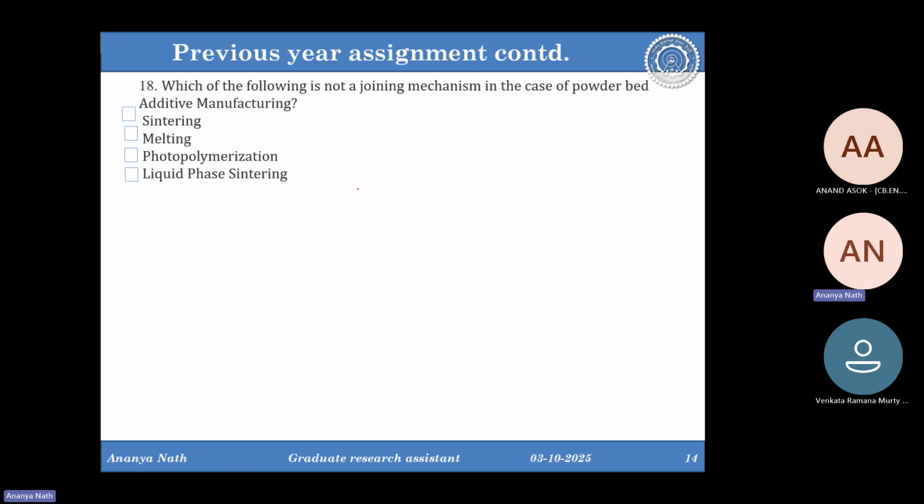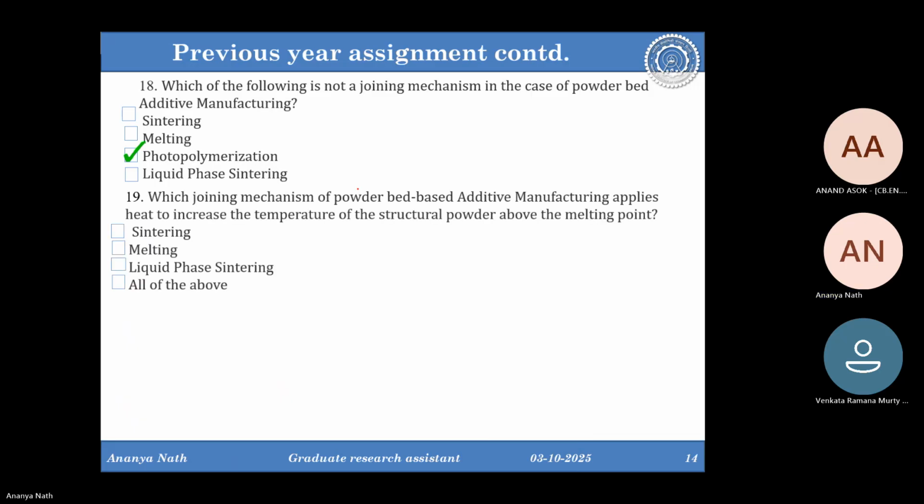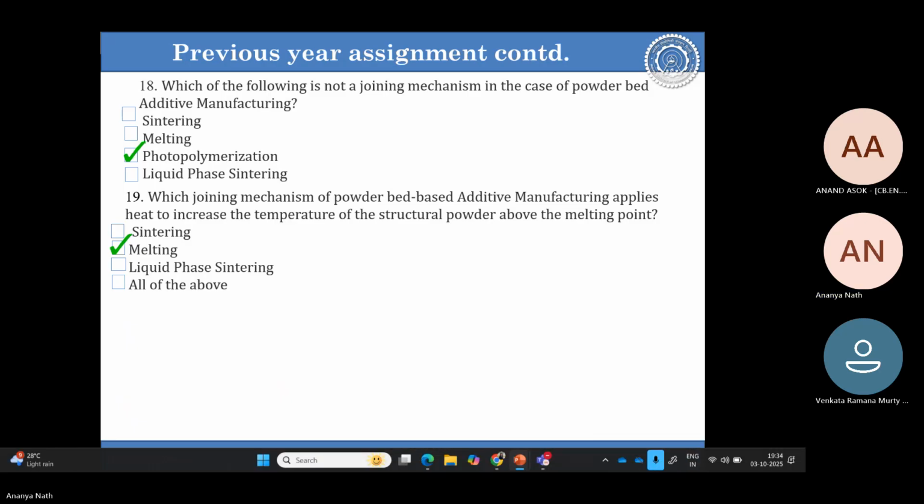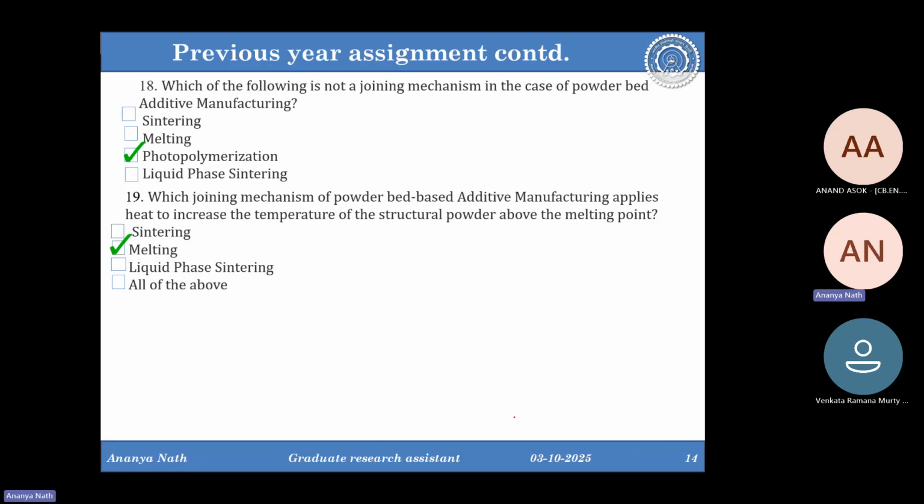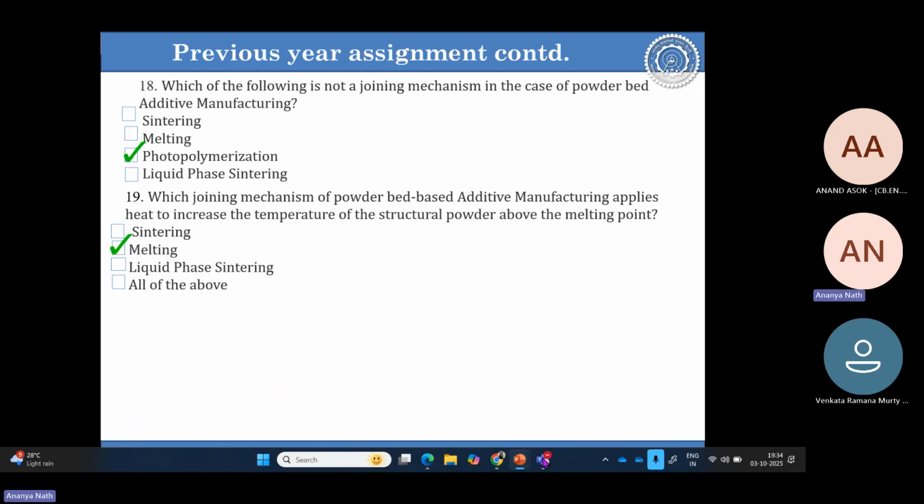Which of the following is not a joining mechanism in case of powder bed AM? Photopolymerization. Otherwise, sintering, liquid sintering and melting are the processes involved in PBF. Which joining mechanism applies heat to increase the temperature of the powder above the melting point? It's melting.